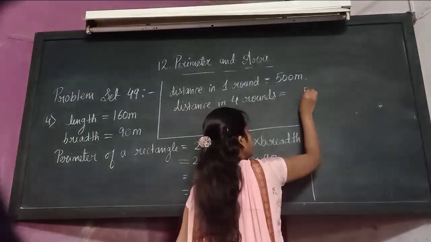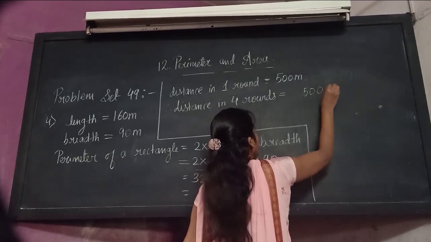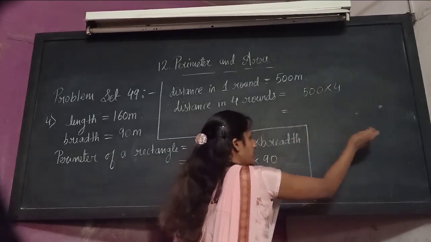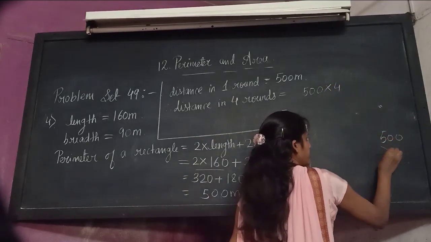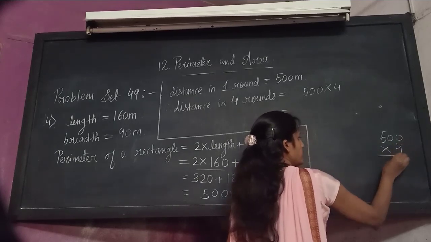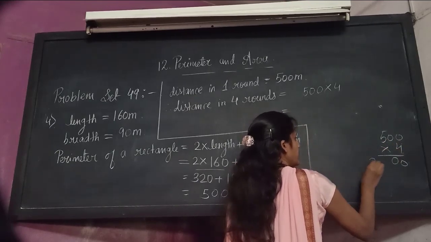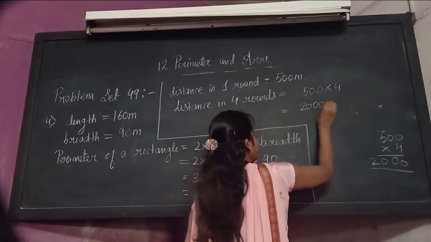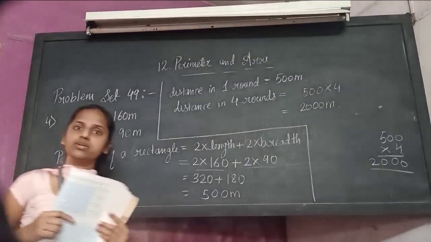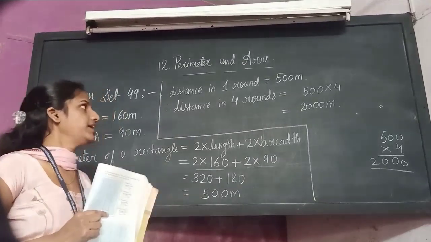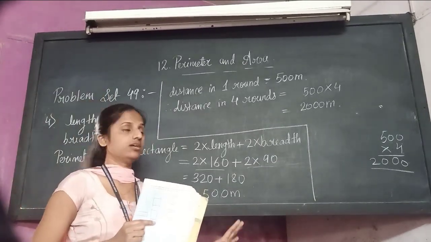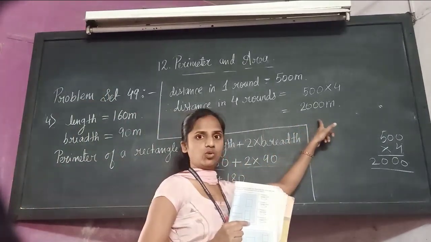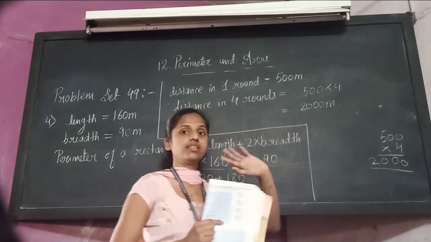Here 500 will multiply by 4. You can do the rough work. 500 multiplied by 4. 4 zeros are 0, 4 zeros are 0, 4 5s are 20. The answer is 2000. It is 2000 meter. But the answer we want in kilometers. We know that in 1 kilometer there are 1000 meter. If I need to convert this in kilometer, I need to divide this by 1000.